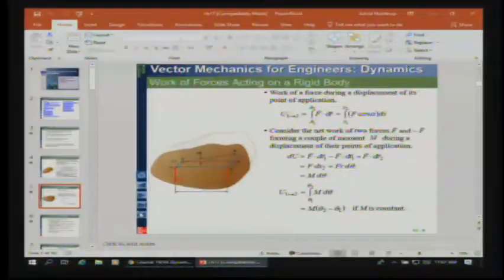So if, for example, I push straight down on a horizontal table and the table doesn't move, I've expended quite a bit of force, but I've not really done any work. In other words, the work requires a movement, and that's really what that cosine of alpha is.